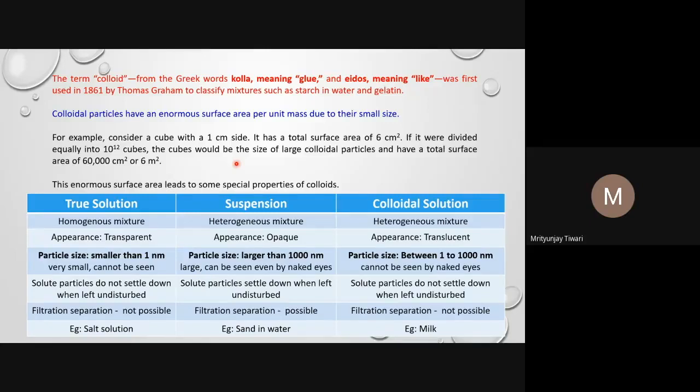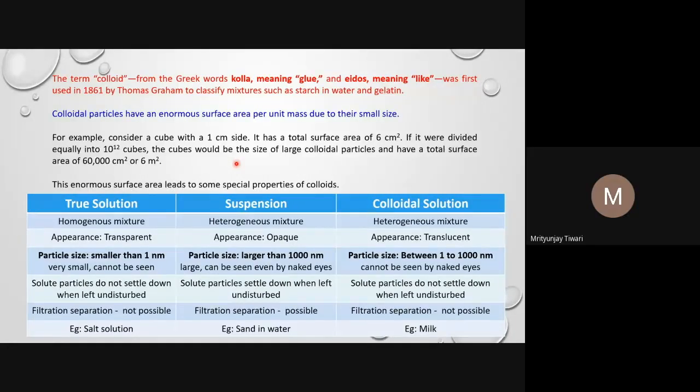Now, suppose this 1 cubic centimeter cube is divided equally into 10 to the power 12 cubes. The volume of 10 to the power 12 smaller cubes should be equal to the volume of the one larger cube. So 10 to the power 12 into the volume of the smaller cube should equal the total volume of the larger cube. Suppose the side of the smaller cube is A. So 10 to the power 12 into A cubed should be equal to 1 cubic centimeter. And so we get the value of A equal to 10 to the power minus 4 centimeter. So each side of the smaller cube will be 10 to the power minus 4 centimeter in length.